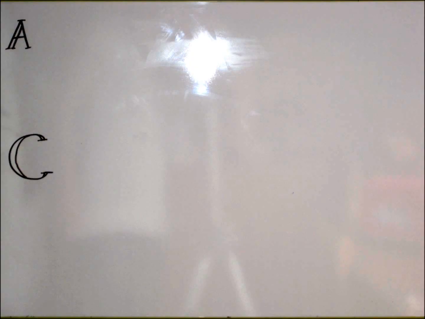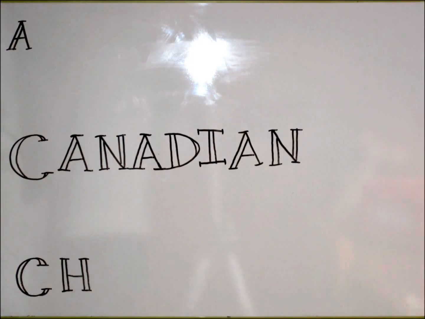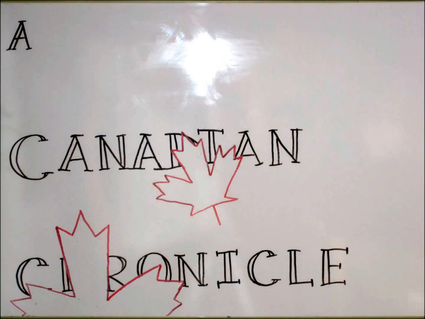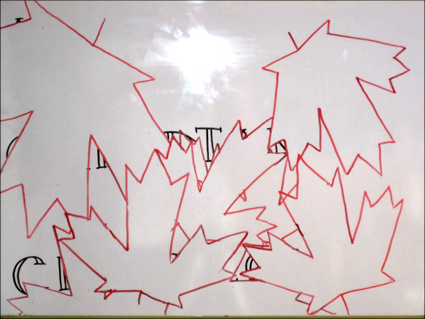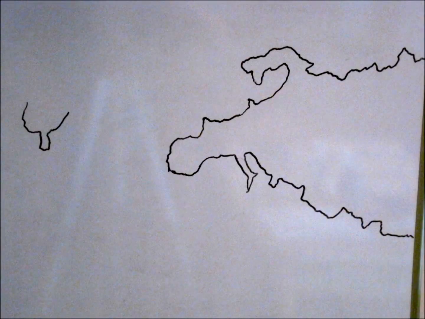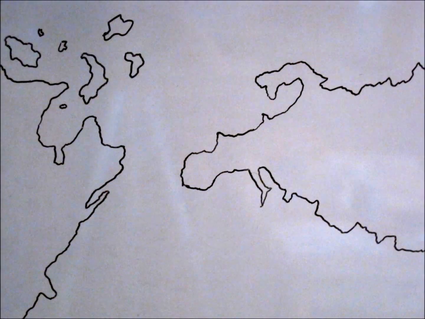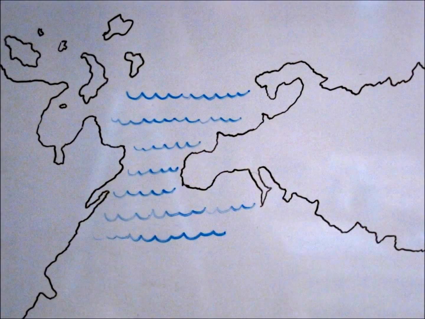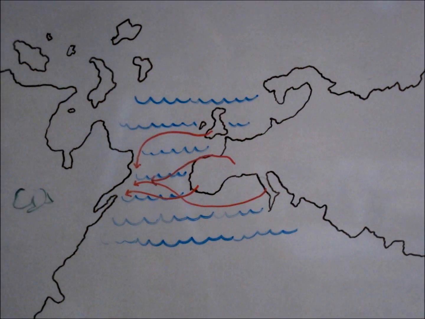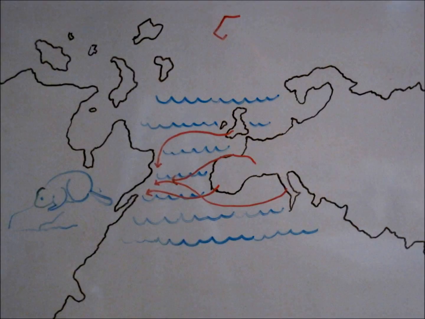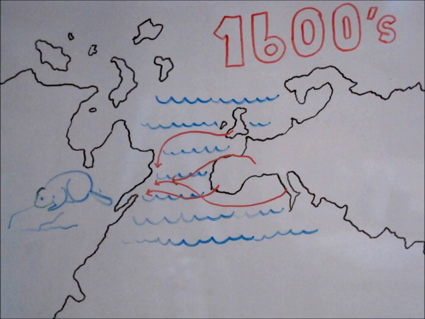From Colony to Confederation, a Canadian Chronicle. In the 1600s, the fur trade initiated the settlement of the New World. The 1763 Treaty of Paris entitled New France, which would later become the province of Quebec, to Britain. Upper and Lower Canada were then created by the Constitutional Act of 1791.